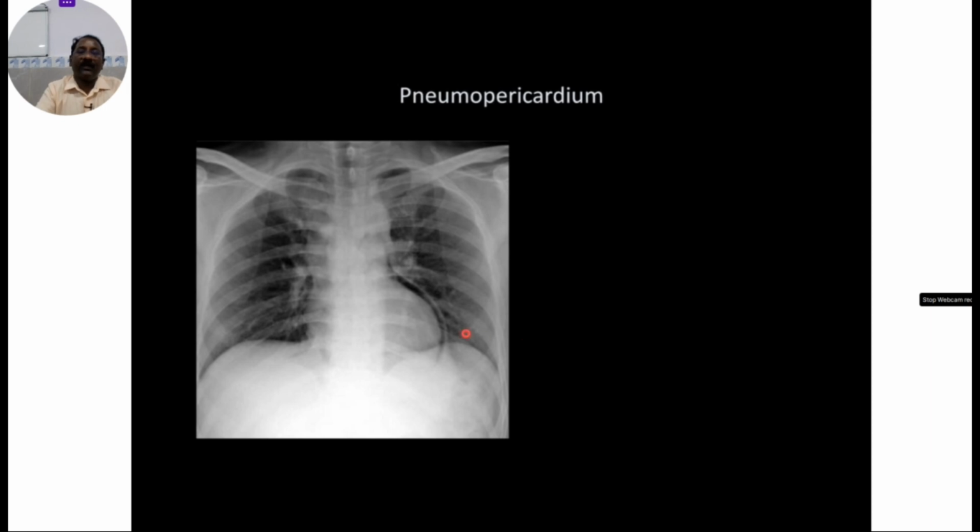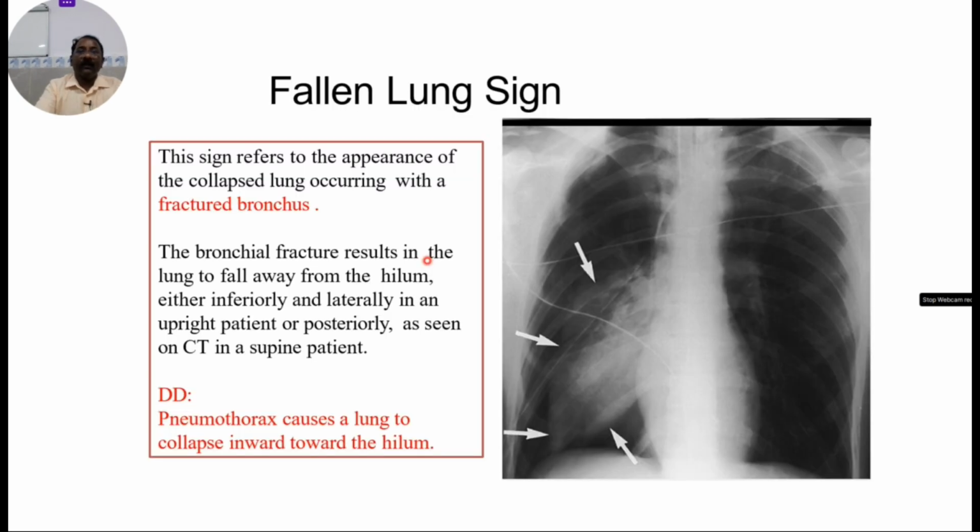Here you can appreciate pneumopericardium. See the strip here. So this is the pneumopericardium. So what is the organism? Gas producing organisms. Okay. So that you think of this. This is the fallen lung syndrome.